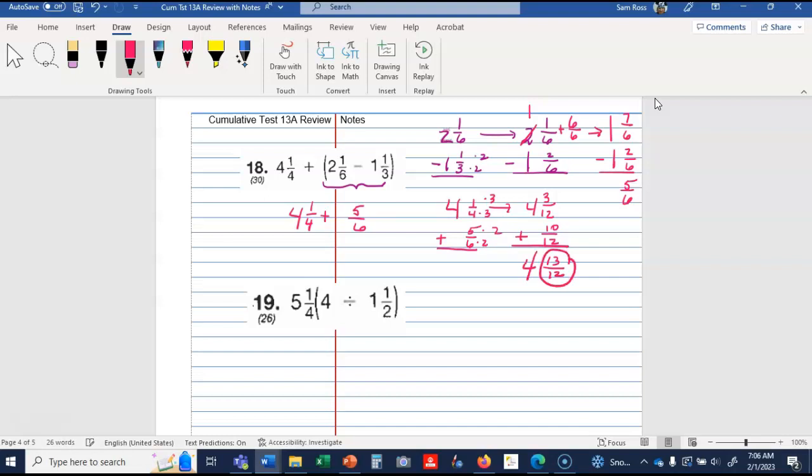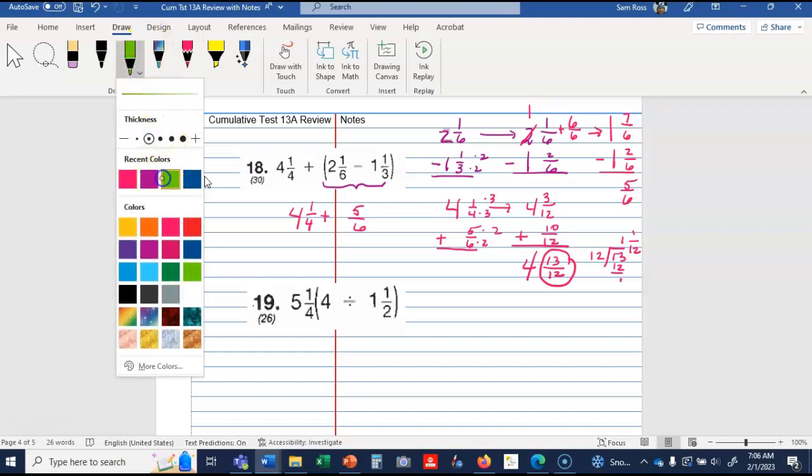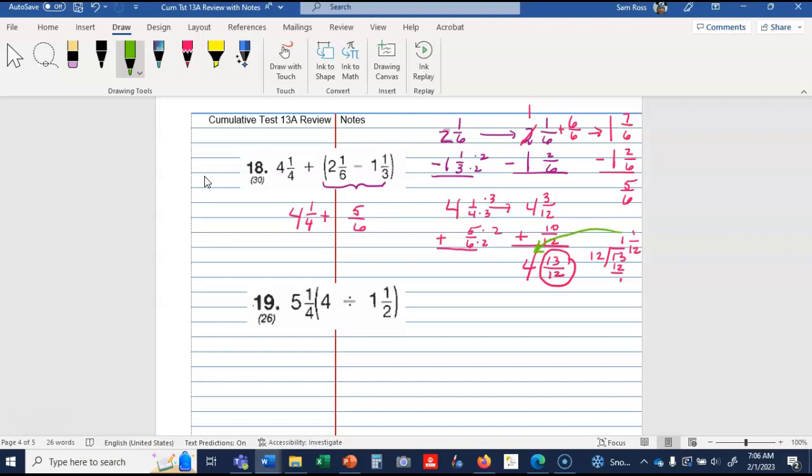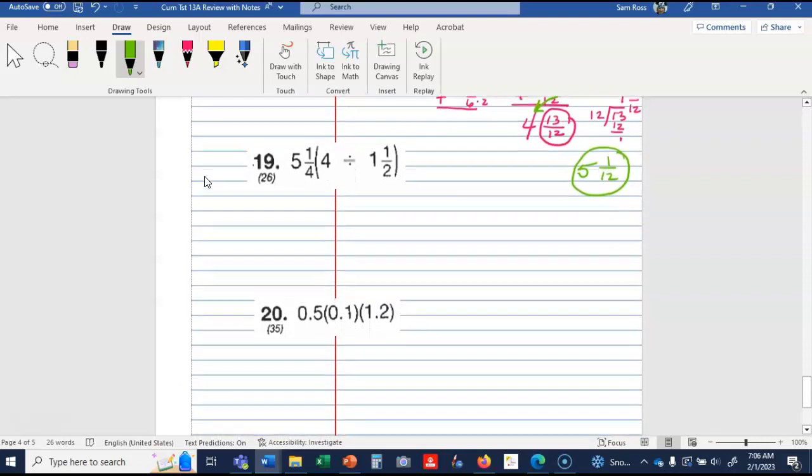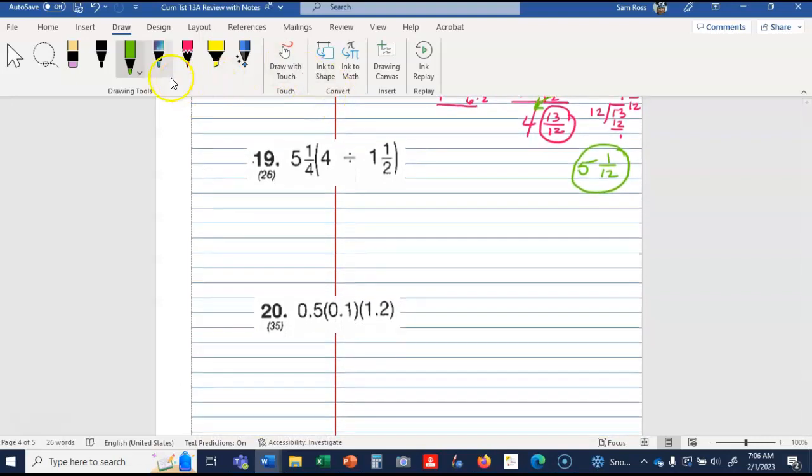So now I have to fix this. 12 goes into 13 one time with 1/12 left over, and I have to add this back. So let me change colors. This has to add back to that. So my answer is 5 and 1/12. It's a lot of steps. It's not necessarily difficult, but if you miss one of these steps, if one of these gets messed up, then the whole thing, it's just kind of a house of cards, which is really frustrating when you're doing these. But go ahead and write all of that down.